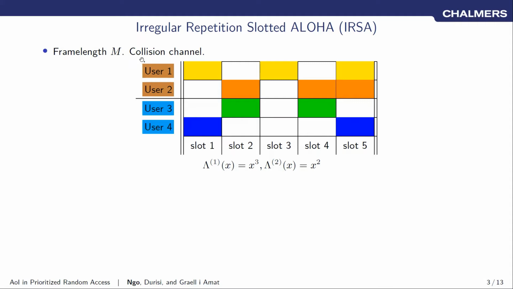We consider a collision channel. The receiver uses successive interference cancellation to decode. It first finds a slot with only a single packet transmitted, decodes the packet, and then removes the replicas. And it continues like that until no more single packet slots can be found.